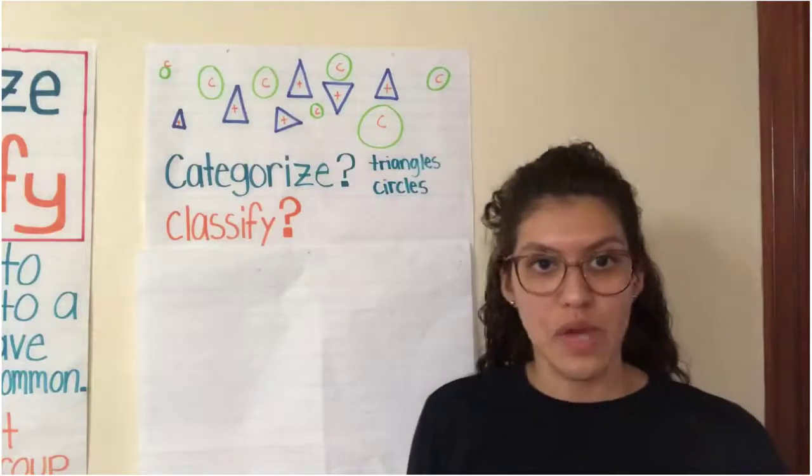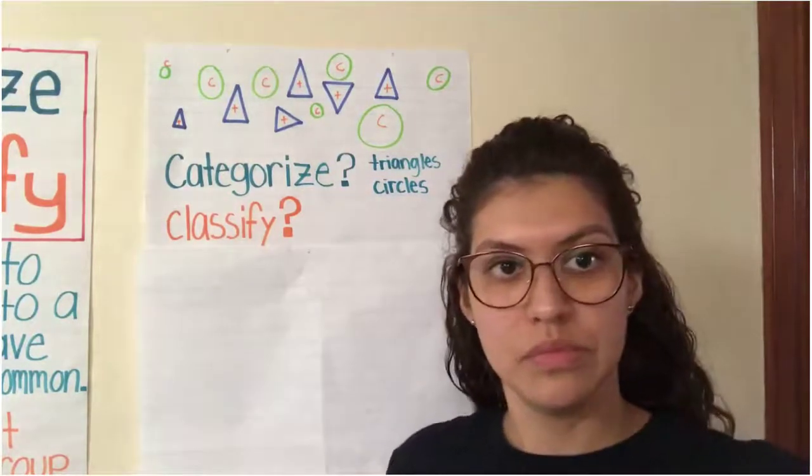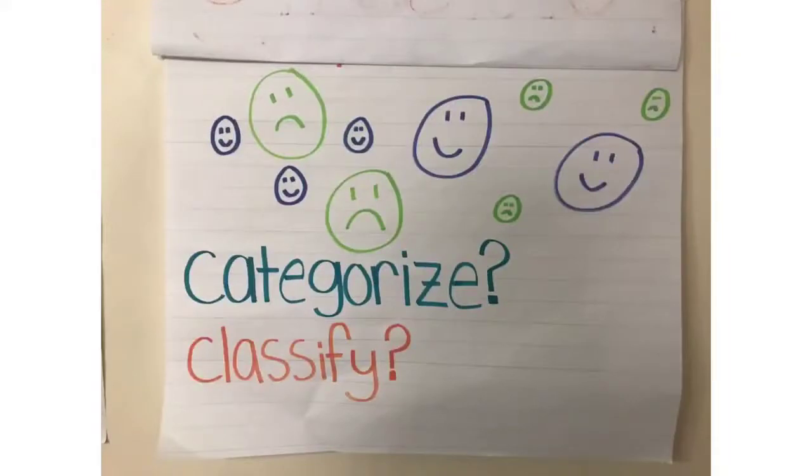So now we did one, but we have another example to do. Take some time now to also try to categorize these pictures. What do you see? What are the two different groups that you can put these into?